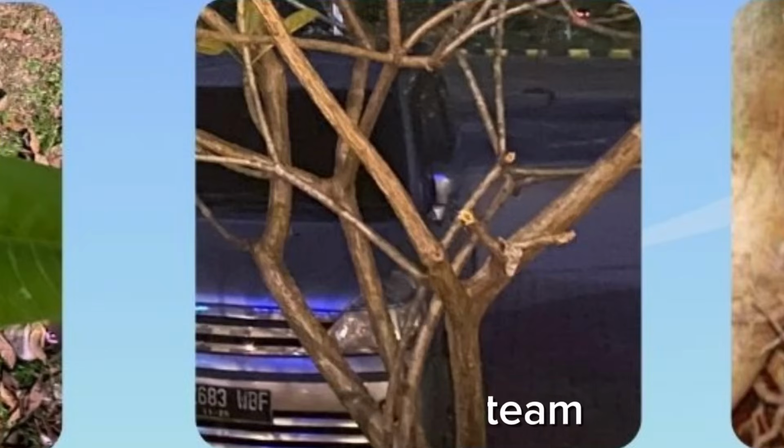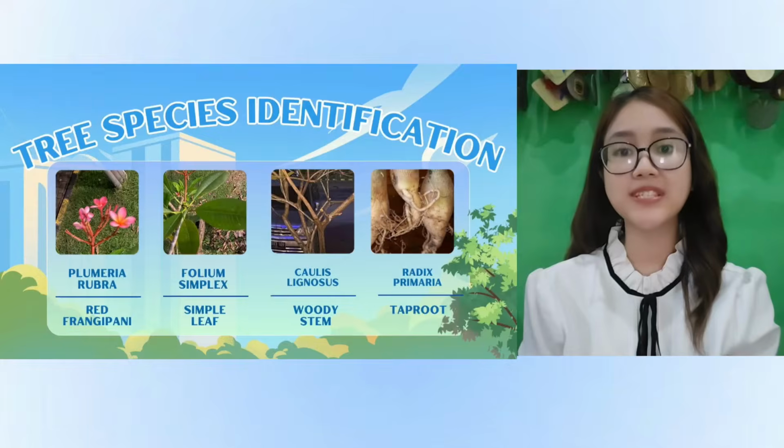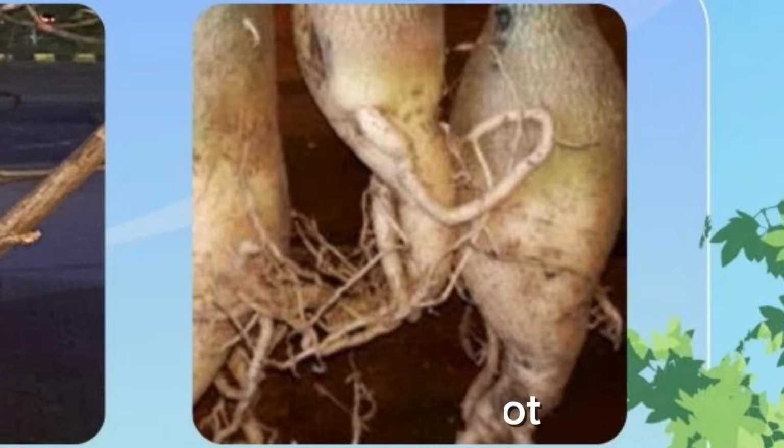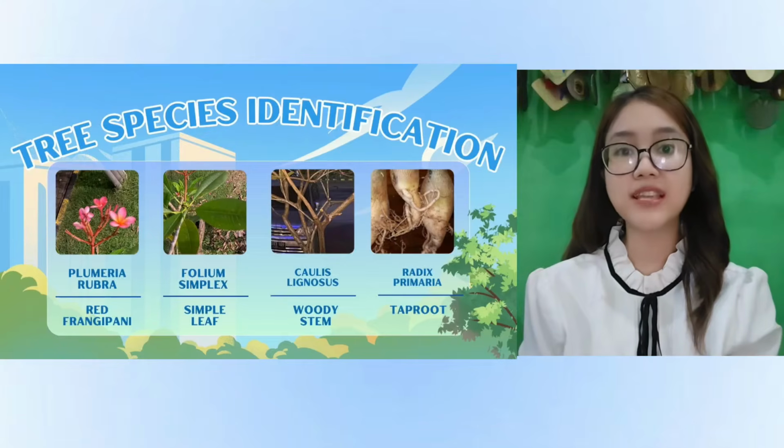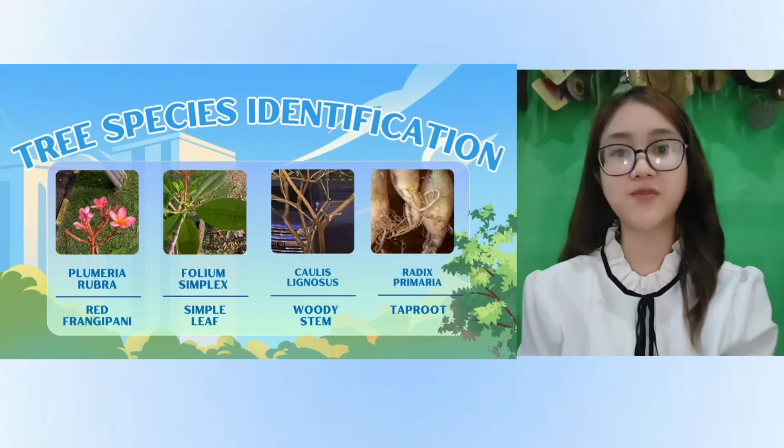Moving down, the stem is called caudex lignosus, which refers to its woody texture that helps support the tree's structure. Finally, at the base, we have the root, known as radix primaria. This is the main root that anchors the plant and absorbs water and nutrients from the soil.